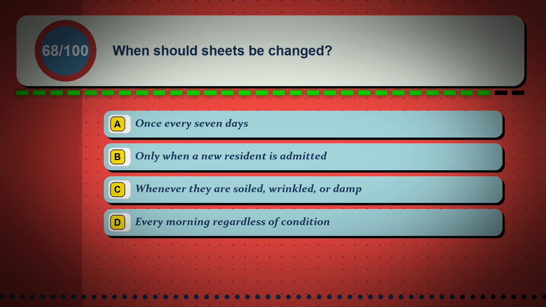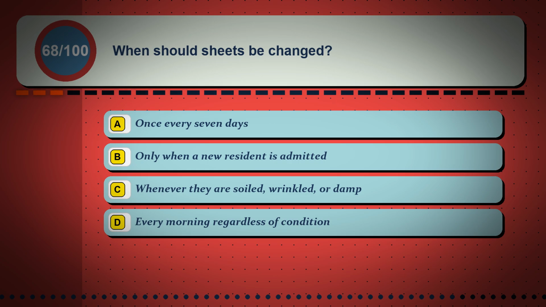Question 68. When should sheets be changed? Option A. Once every 7 days. Option B. Only when a new resident is admitted. Option C. Whenever they are soiled, wrinkled, or damp. Option D. Every morning regardless of condition.